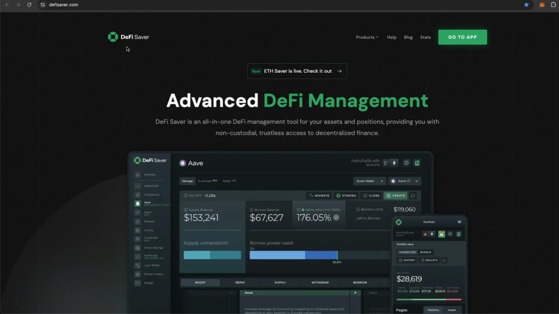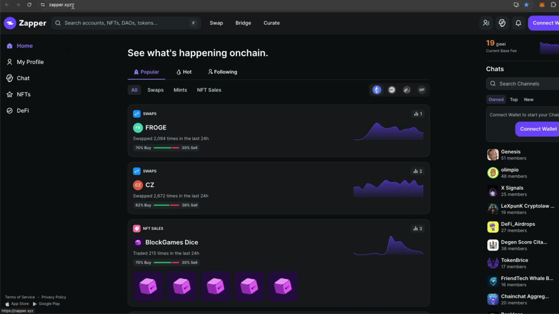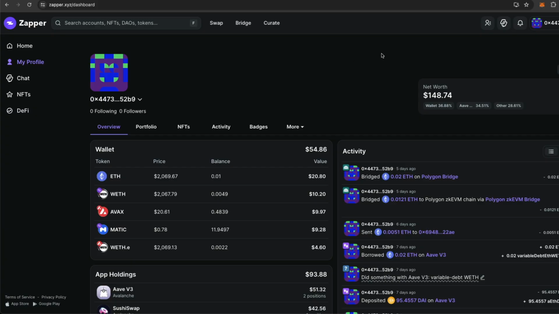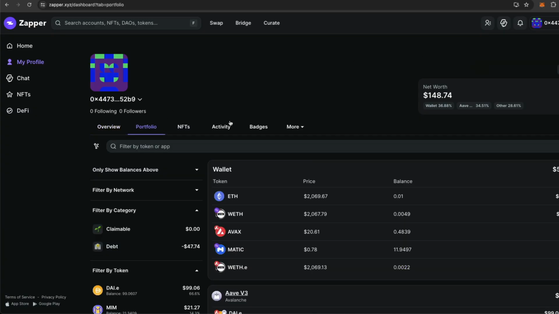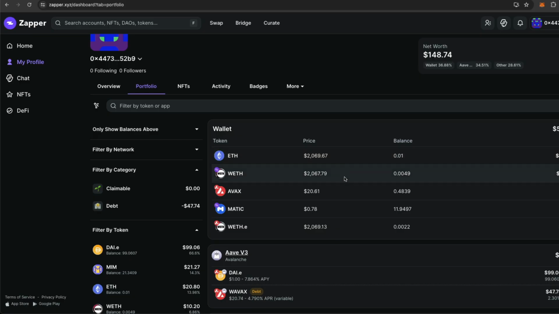So we have DeFi Saver, which is an all-in-one tool where they try to help you manage your assets and positions when it comes to DeFi, and zapper.xyz, which is a popular website that also allows you to manage your assets. So when you come to each one of these portfolio management tools and you connect your wallet, it will basically give you a breakdown of your entire portfolio and try to show you where all of your funds are located across the blockchain and in different DeFi protocols.